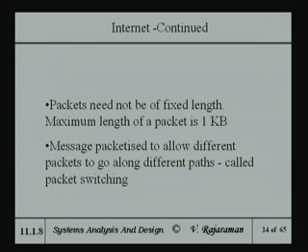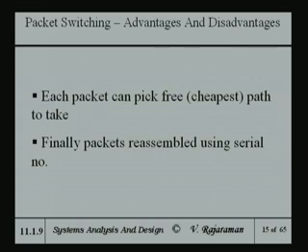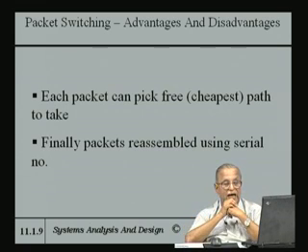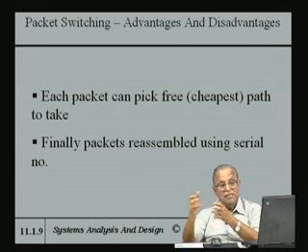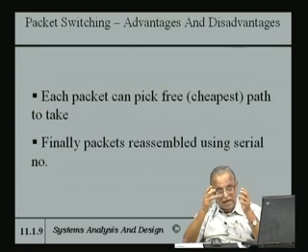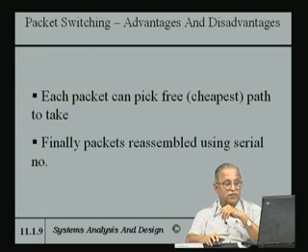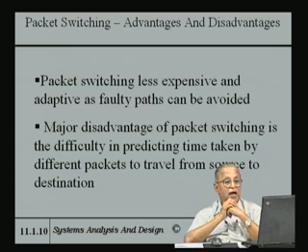Packets need not be of fixed length. The maximum is 1 KB. The message is packetized to allow different packets to go along different paths. It's called packet switching. Each packet can take the cheapest path, and finally the packets are reassembled using the serial number, because each packet has a serial number, as we saw, and its own existence, as I said. Packet switching is less expensive and adaptive to faulty paths and so on.